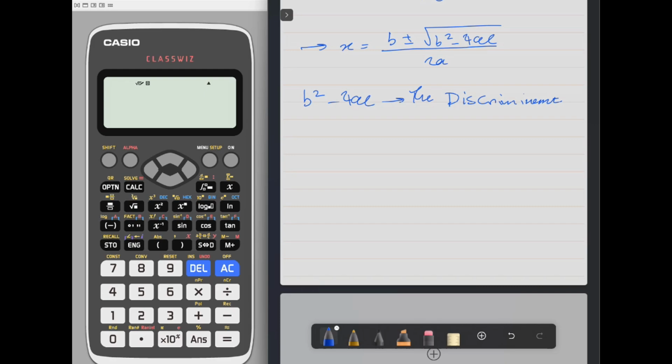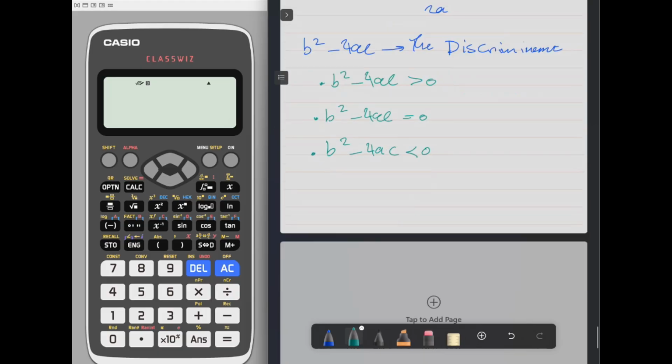Okay, and for b squared minus 4ac, guys, we have three possibilities. Either b squared minus 4ac is greater than 0, b squared minus 4ac is equal to 0, or b squared minus 4ac is less than 0. So what happens in each of these cases?